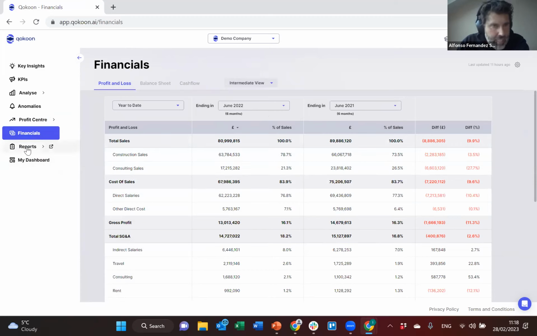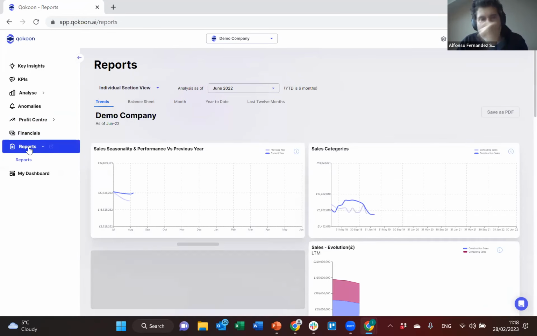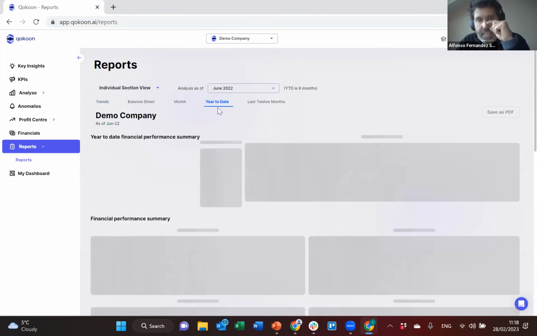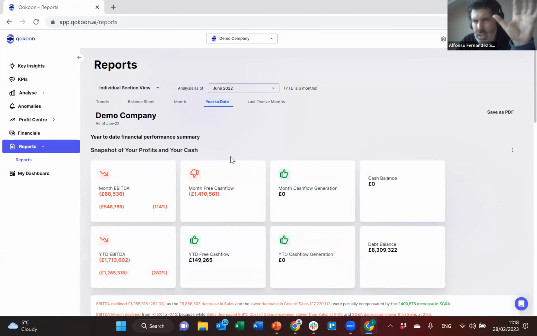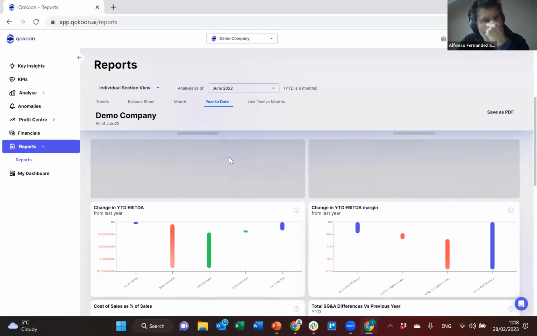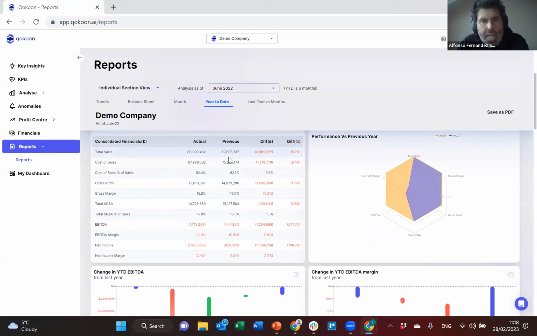And finally, I'm going to go to reports. This is the report that is ready to print in PDF. Okay, we have the five sections: trends analysis, balance sheet, month, year to date, and last 12 months analysis. I'm going to click on year to date. This is basically a summary of what you've seen before, but I'm going to show you two sections that were not there yet. So we have the typical table comparing versus last year.